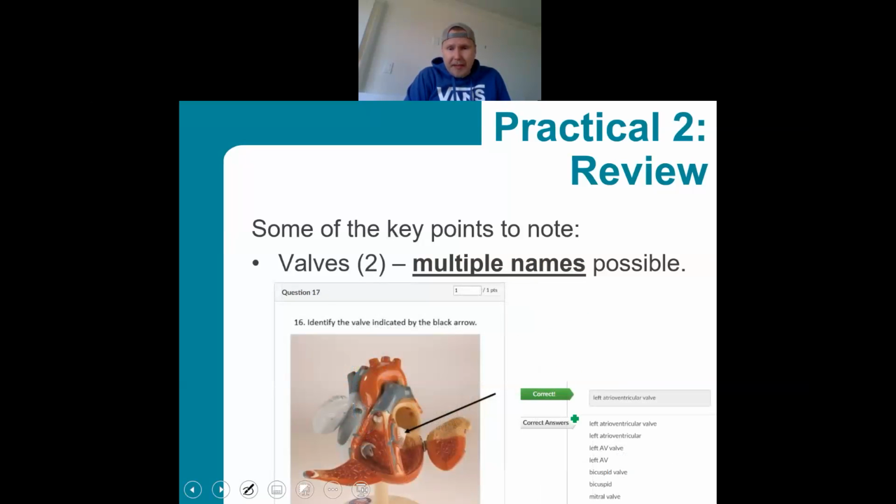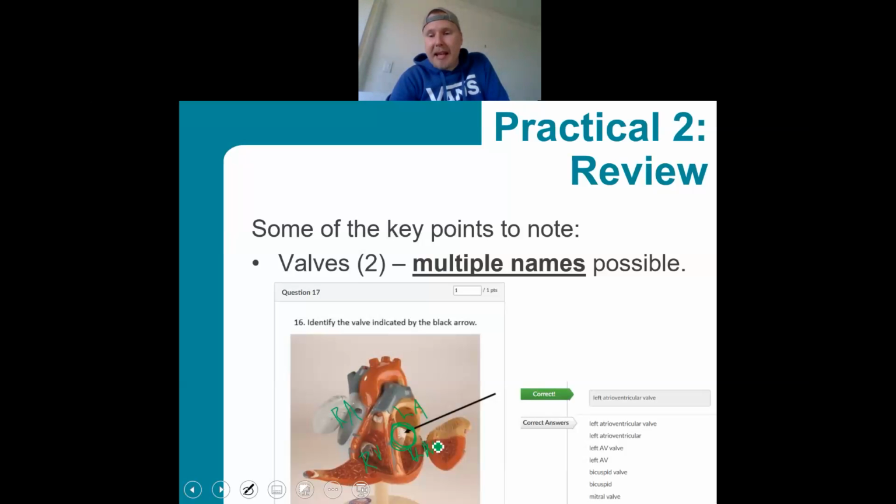Another example of that we see here, a heart located very similarly. Let's have a look here. We have our right atria, right ventricle, left atria, and left ventricle. So this valve here is the one that separates left atria and ventricle from each other. So we might have heard different names for those.